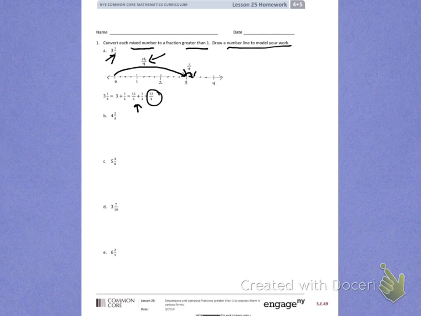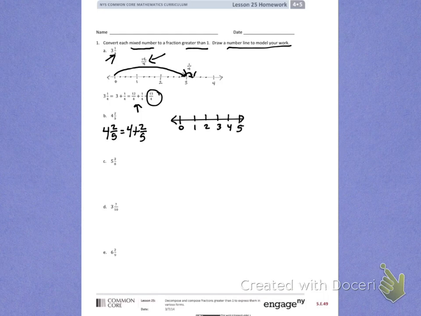Letter B. We have 4 2/5 that we want to convert to a fraction. I'm actually going to start mine by separating it, 4 plus 2/5, and then go for the number line. So when I look at a number line, I'm going to go between 0 and 5 because 4 2/5 is between 4 and 5. 0, 1, 2, 3, 4, and 5.